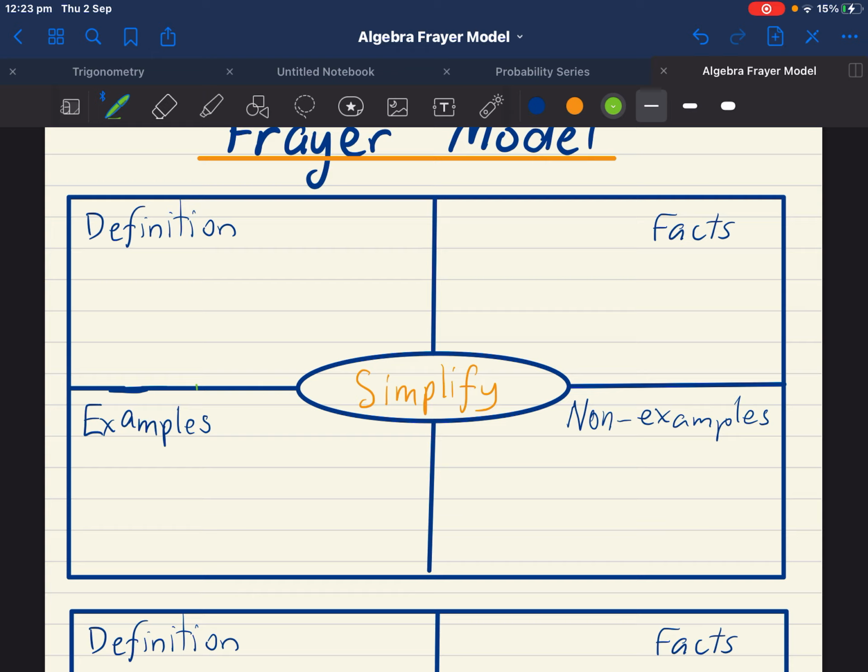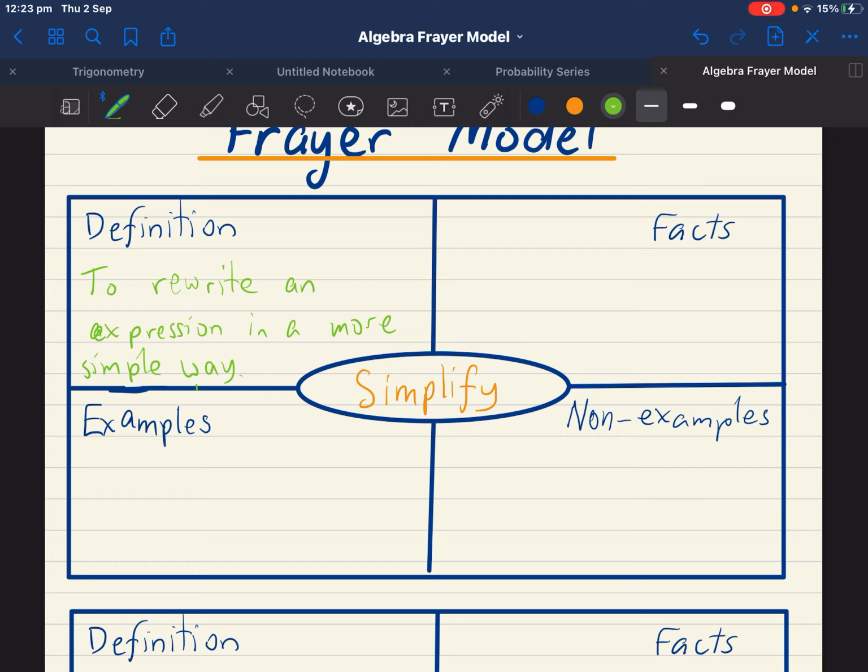So what I'm going to do is I'm just going to write down a definition. Simplify. All right. To rewrite an expression in a more simple way. Okay, so we're not actually changing the expression at all. We're just rewriting it in a way that looks a little neater, is ultimately what it means.